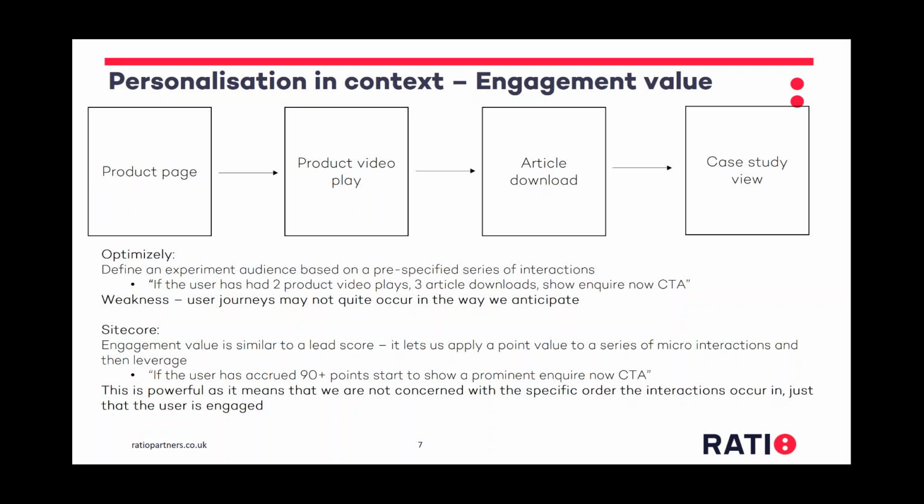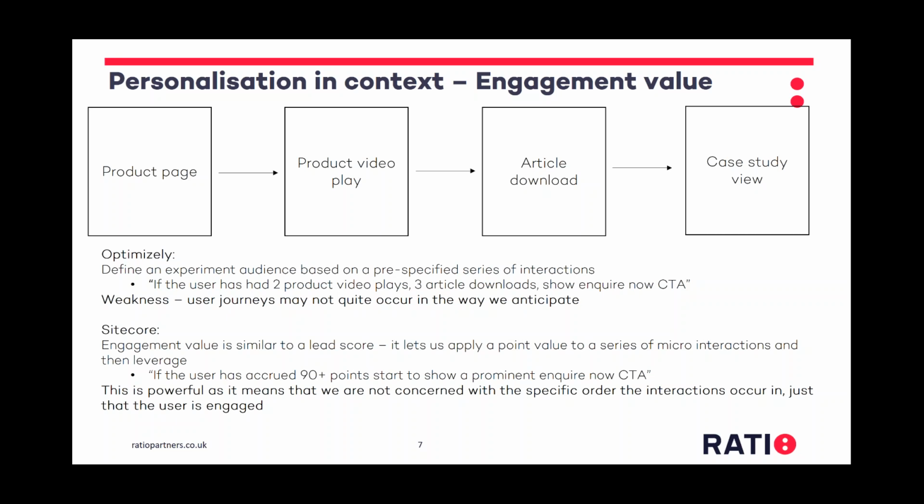So you could set up a rule that says if the user has 2 product video plays, 3 article downloads, and saw an inquire now call to action, then we should show them a particular experiment, such as, show the inquire now call to action, because we think that those actions mean that the user is appropriately engaged. But user journeys might not happen quite in the way we anticipate. The user might not actually have had any of the product video plays and instead had 10 article downloads. And subsequently, they wouldn't actually fall into that predefined audience.